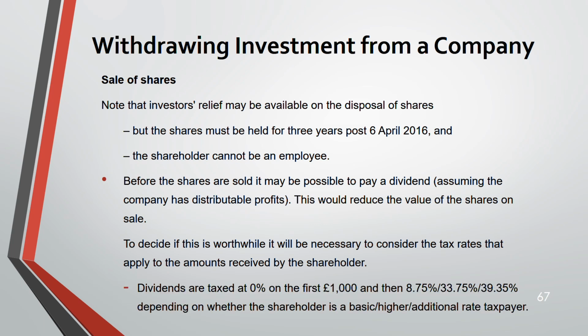So dividends are taxed at 0% on the first 1,000, then 8.75%, 33.75%, and 39.35%, depending on the shareholder's rate, whether he's a basic, higher, or additional rate taxpayer.